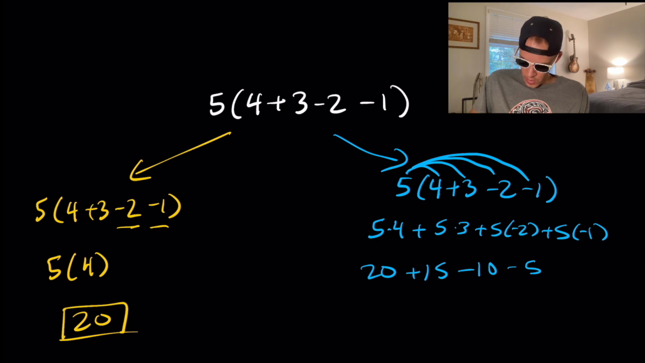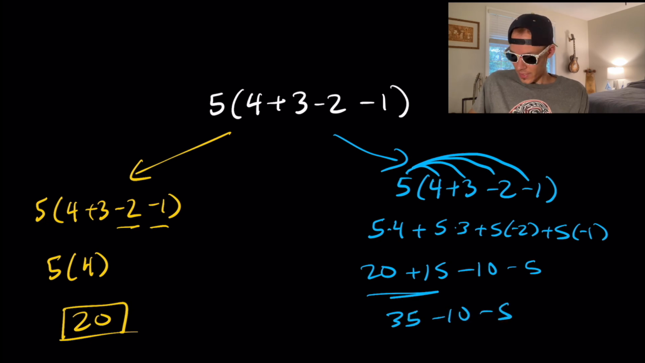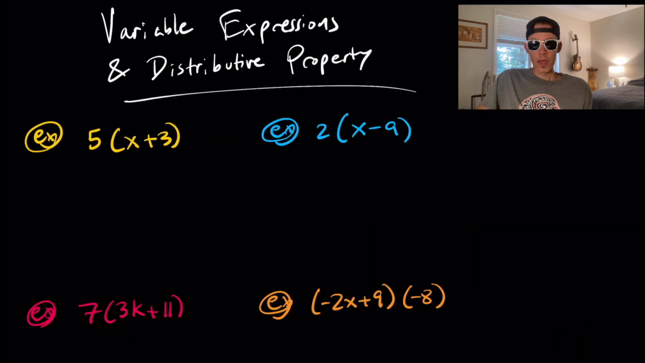So we'll do 20 plus 15, that's 35 minus 10 minus 5. 35 minus 10 is 25 minus 5, and that's going to give us 20. It's more likely, however, that you're going to be using the distributive property when you come across variable expressions, like the ones I got here.